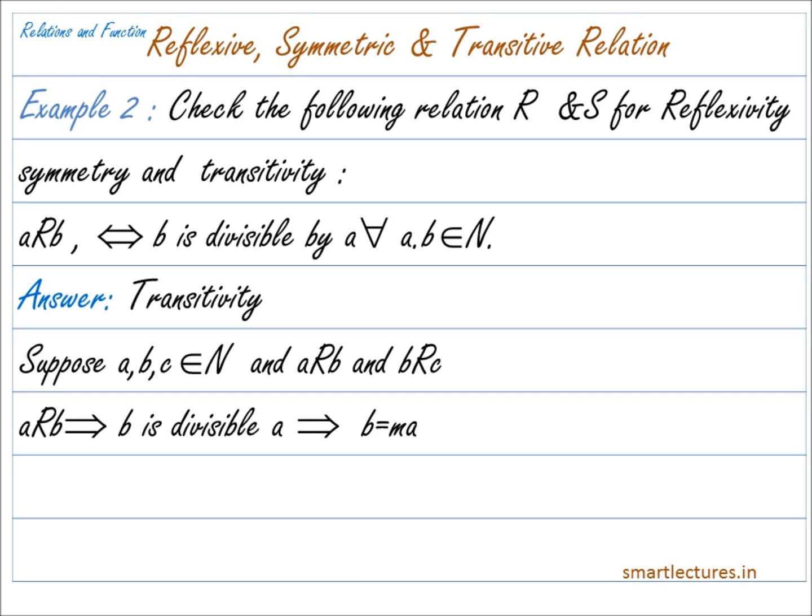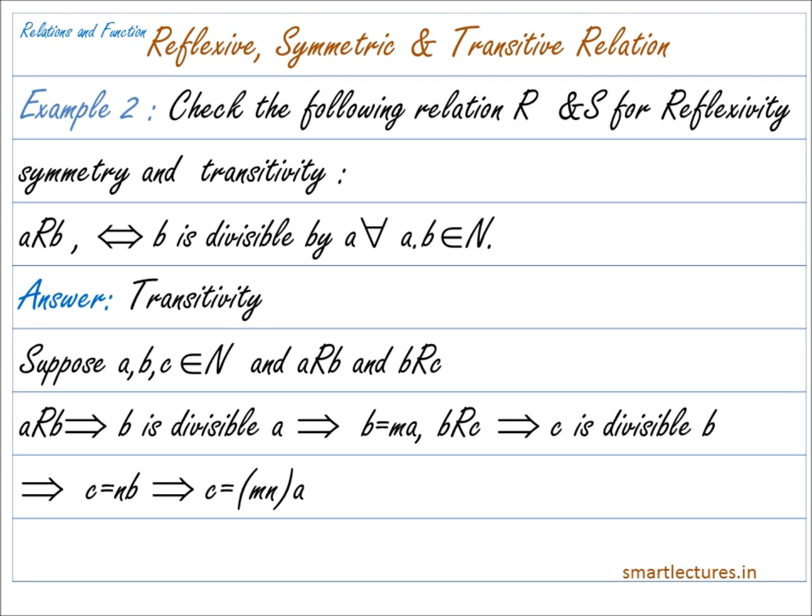And also B is related to C. That means C is divisible by B, or C is equal to B into n. Now B is equal to M into A and C is equal to N into B. Or we can say C is equal to N into MA, or C is equal to Mn into A.